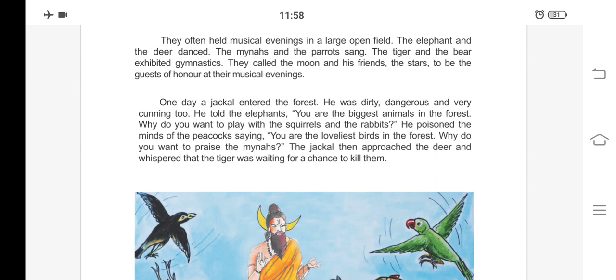Then slowly the jackal approached the deer and whispered that the tiger was waiting for a chance to kill him. Who was going to kill the deer? So first he went to the elephant and poisoned the elephant's mind, then the peacock. After that he went to the deer and said that the tiger was waiting for a chance to kill them.